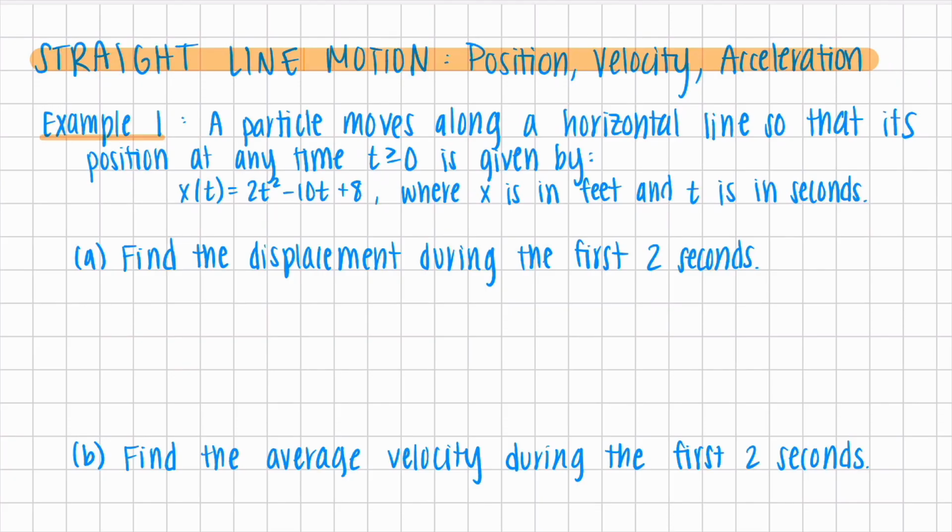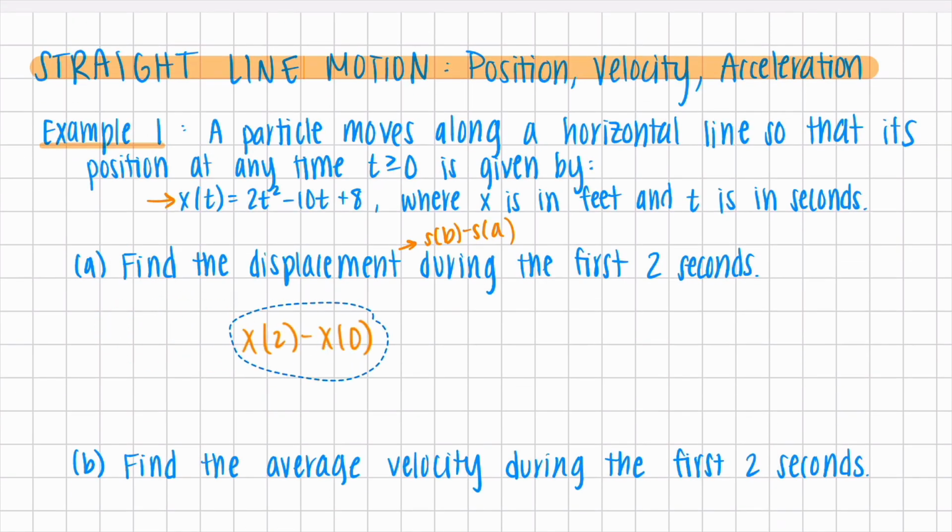So starting with example 1, it says a particle moves along a horizontal line so that its position at any time t greater than or equal to 0 is given by this position equation, where x is in feet and t is in seconds. Letter A says find the displacement during the first 2 seconds. So we know displacement is the change in position, so that's going to be s of b minus s of a. In this case, we want it during the first 2 seconds, so we're going to say x of 2 minus x of 0.